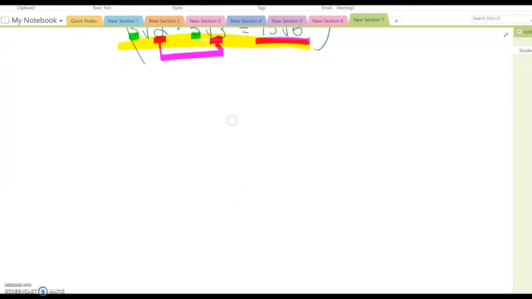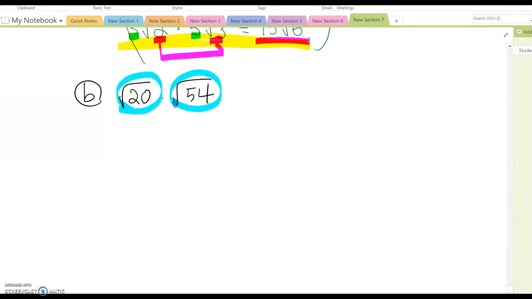Then, what about this case? B, root 20 times root 54. Of course, you can just multiply root 20 times root 54, but somehow we may be able to simplify before we multiply. The reason I'm suggesting this way is because we want to make a simpler number form.